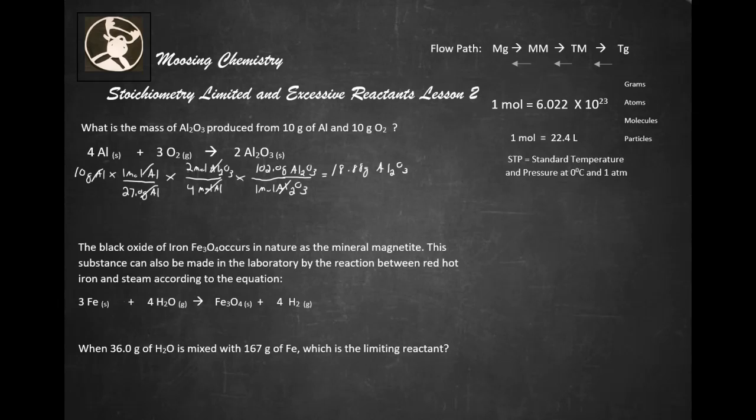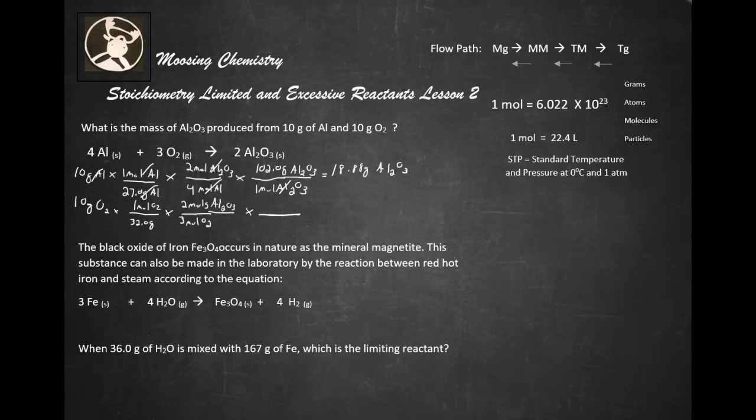All right, so let's try the other one. So look at the other reactant, 10 grams of O2. Let's react with 1 mole of O2 on the top, 32 grams of O2 on the bottom, and the ratio between oxygen and aluminum oxide. So we have 3 moles of O2 on the bottom, and 2 moles of Al2O3 on top.